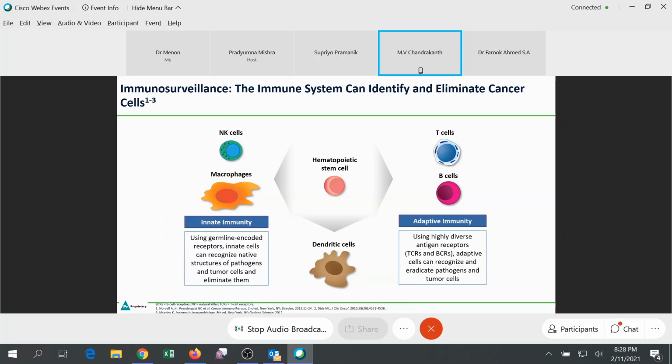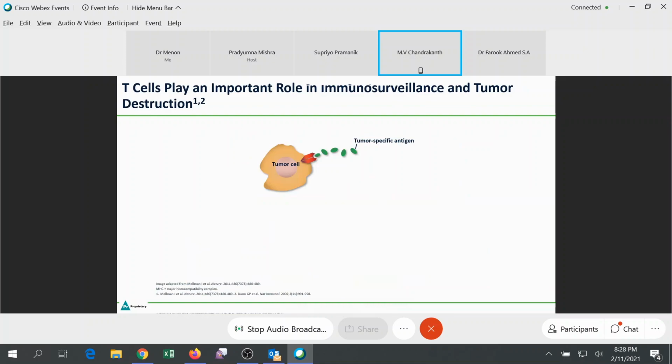Going further, macrophages and dendritic cells are the ones that cause antigen presentation. They present a particular antigen to the target T cells. Next slide. Yeah. So you can see tumor.